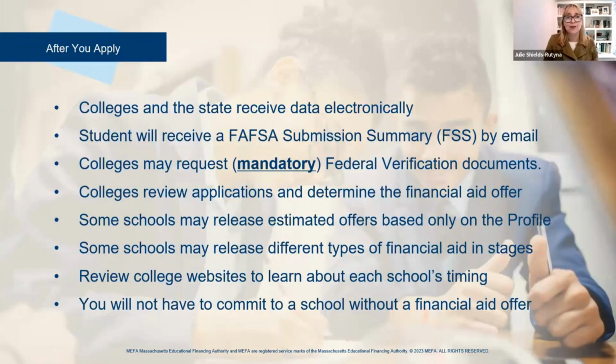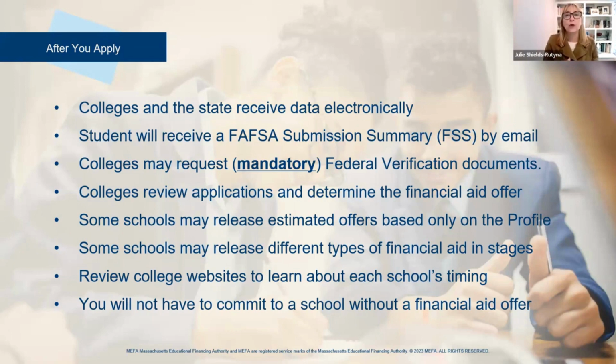Then what happens after you apply? The colleges and the state receive your data electronically. And then the student will receive a FAFSA submission summary, an FSS, by mail. So also be aware that colleges may request mandatory federal verification documents. So there might be some back and forth as the colleges are reviewing your data, and they may ask you some questions. And if they do, just make sure you stay on top of that and get what's needed to the financial aid office. And then the colleges will go through all of that material and make a financial aid offer based on the information.